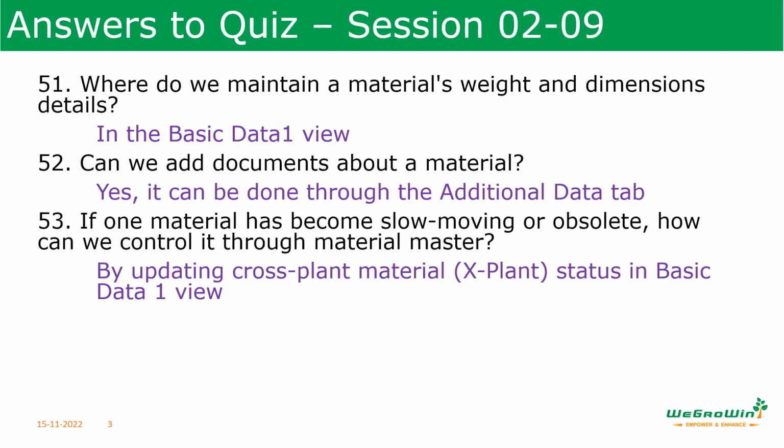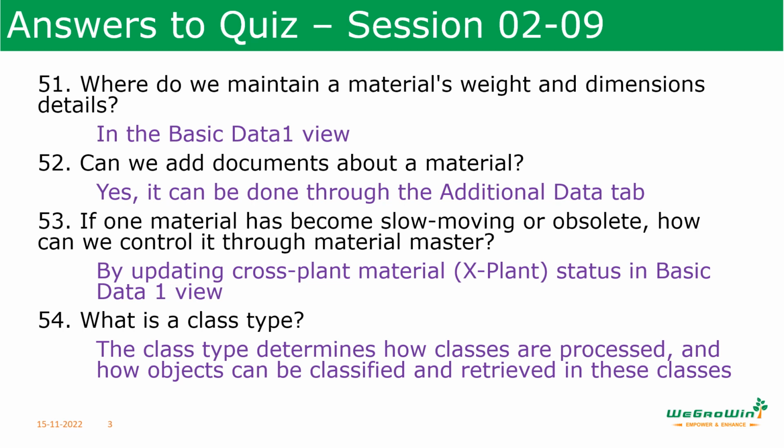If one material has become slow moving or obsolete, how can we control it through the material master? We can update the cross plant material status, that is the X plant material status, in basic data 1 view. We can update the slow moving or obsolete and other statuses of the material. There are many purposes in controlling the status. You can study more on this, and it can be utilized in many different ways.